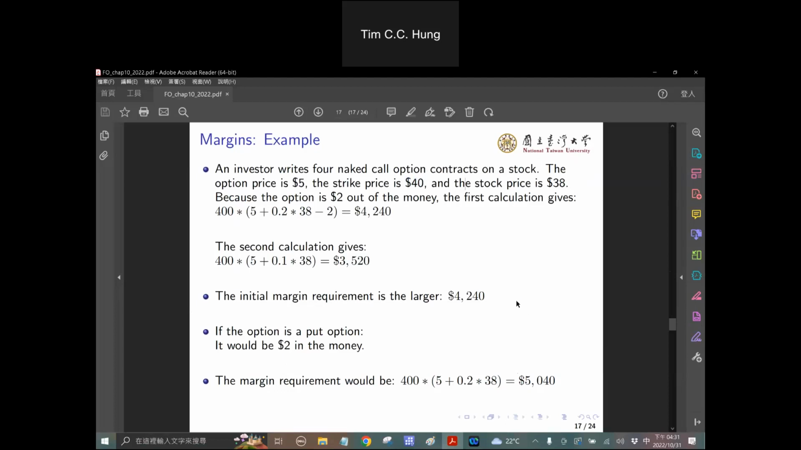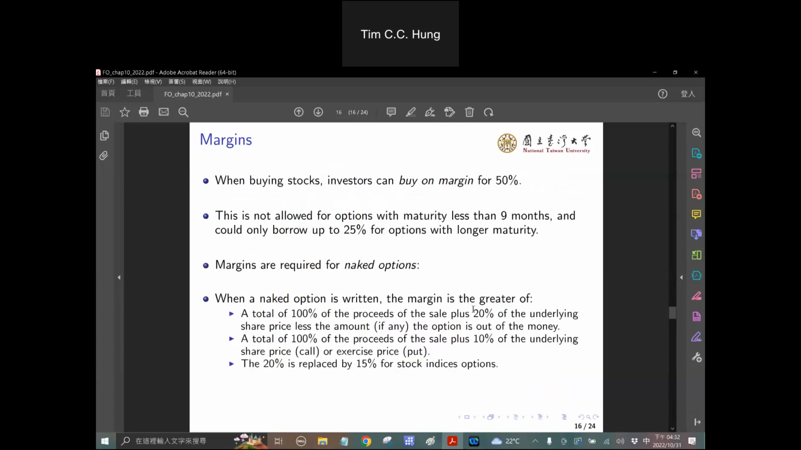Do you remember when we were talking about futures, we have to post margins? There's daily settlement. What is daily settlement about? When you experience a gain, your balance will increase. When you have a loss, your balance will decrease. And when your balance decreases to some very low level, the broker will ask you to post more margins. And here we are talking about the margin required for you to trade options.